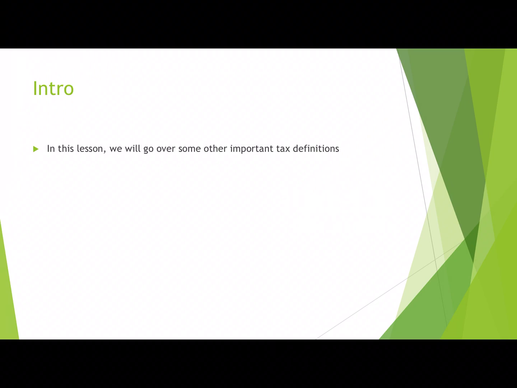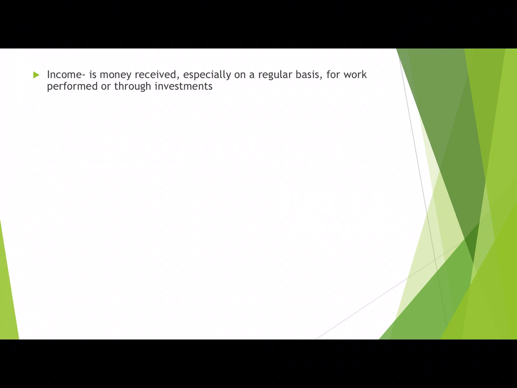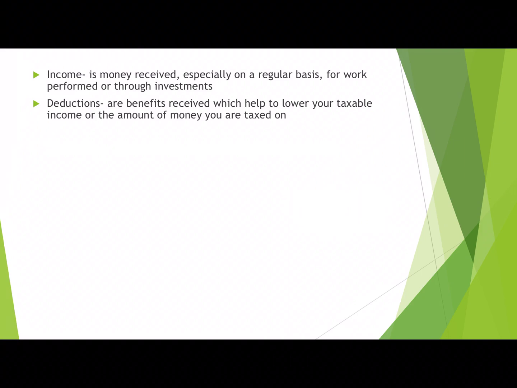In this lesson, we will go over some other important tax definitions. Let's begin. Income. This is money received, especially on a regular basis for work performed or through investments. Deductions. These are benefits received which help to lower your taxable income or the amount of money you are taxed on.